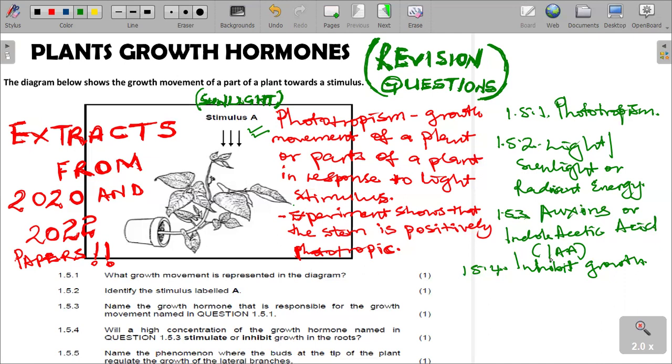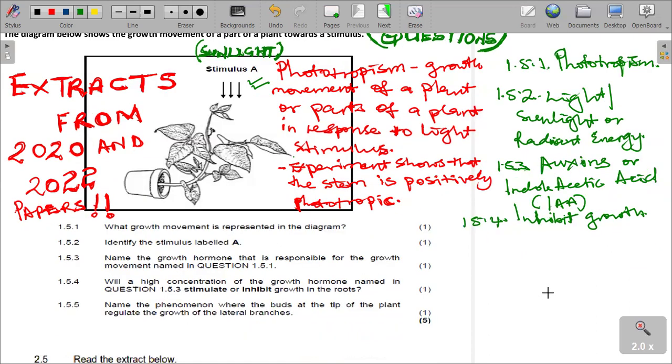So what we are saying is that an excess concentration of auxins in the root results in inhibition of growth. That is what is happening there.